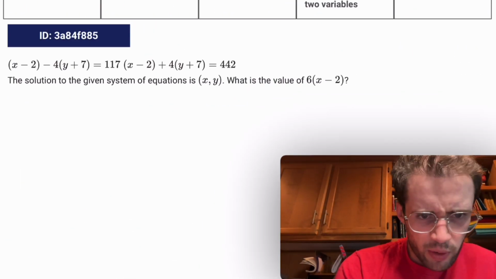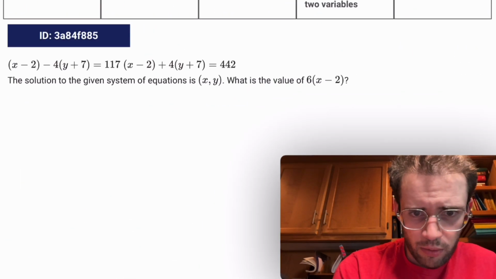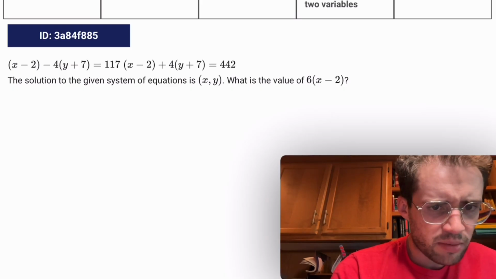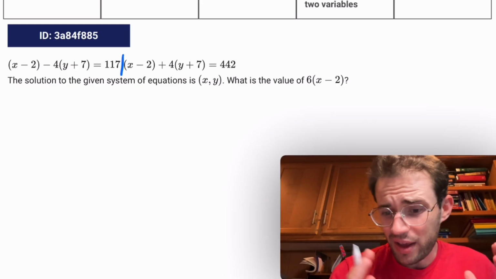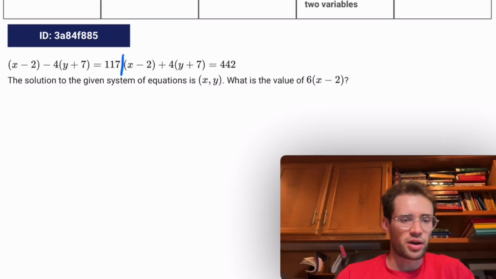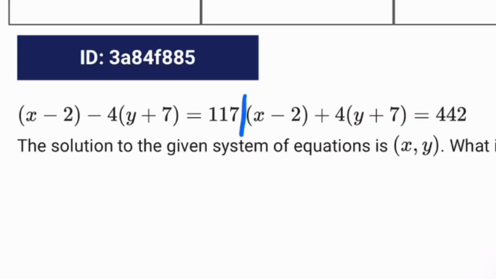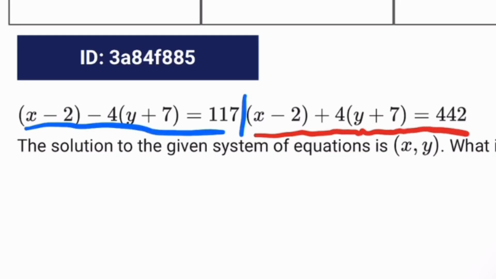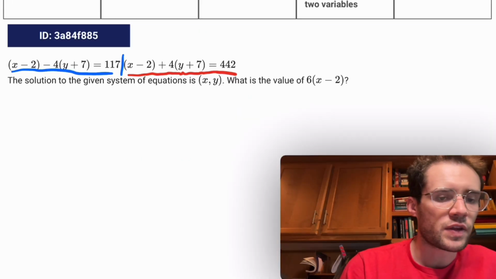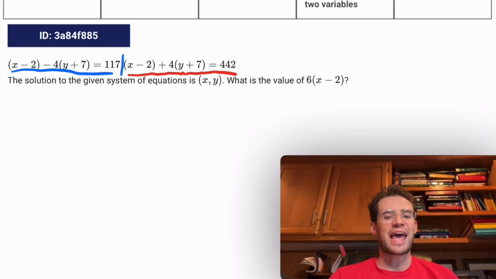All right, we have a system of equations here. It's a little bit confusing where one ends and the other starts. It appears to be after this 117. Hopefully, on the real test, they will do a better job separating those. The first equation is the quantity x minus 2, minus 4 times the quantity y plus 7, equals 117. The second equation, we have the quantity x minus 2 plus 4 times the quantity y plus 7, equals 442. The solution to the given system of equations is x comma y.